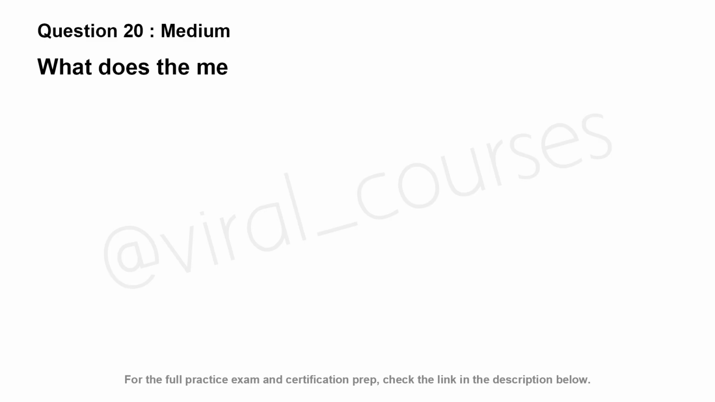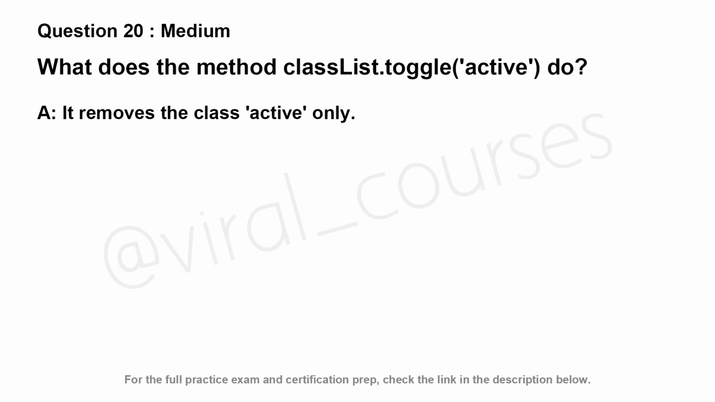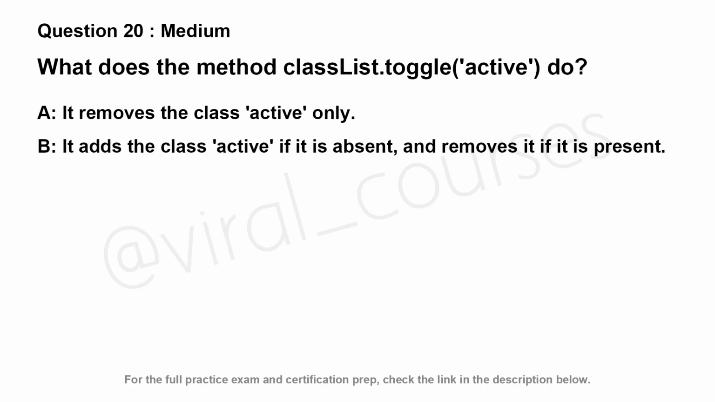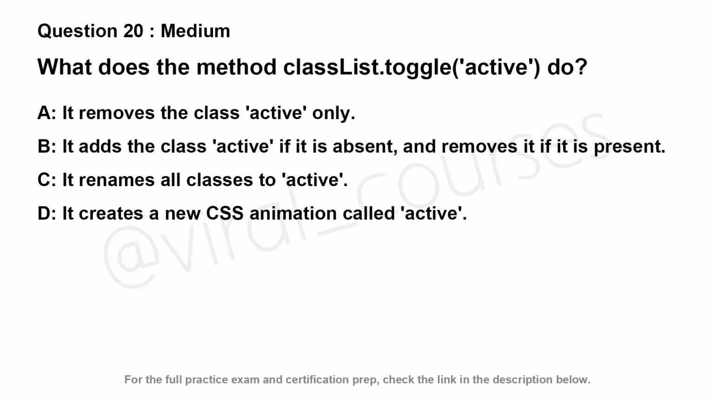What does the method classList.toggle('active') do? Option A, it removes the class active only. Option B, it adds the class active if it is absent, and removes it if it is present. Option C, it renames all classes to active. Option D, it creates a new CSS animation called active.